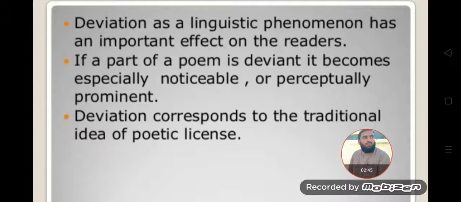Deviation corresponds to the traditional idea of poetic license. Poets can apply this device to literary text, to poetry, because they have a poetic license. They are free to break the already established rules. They are free because they are poets. They can say, I goes. They can say, they goes. They can say that he go. Why? Because they are free. They have poetic license. So, poets can deviate. They can break the rules for the beauty and for the attractiveness of a literary text.